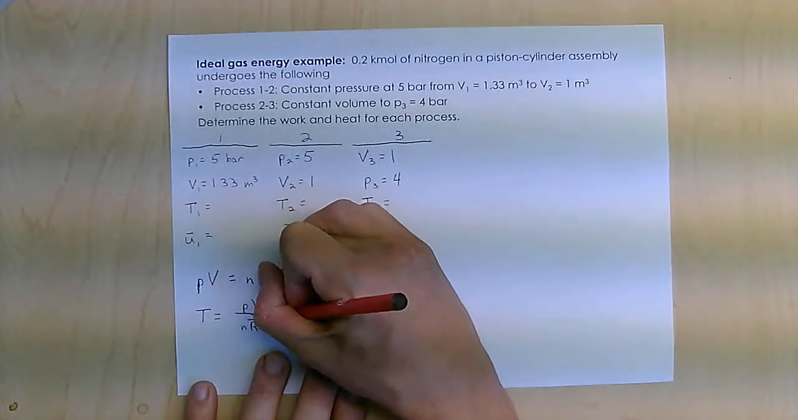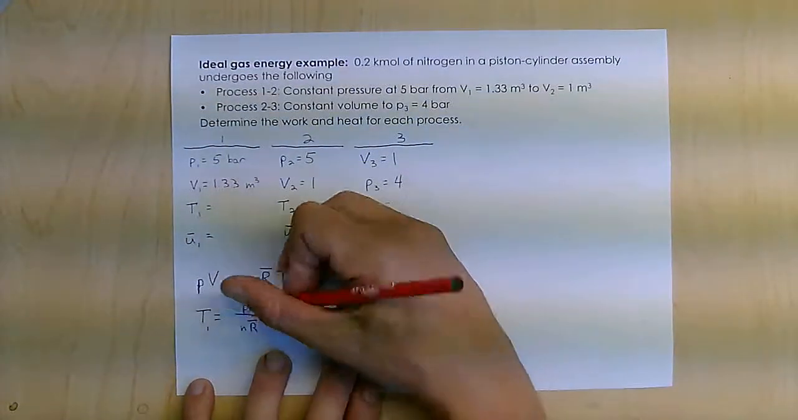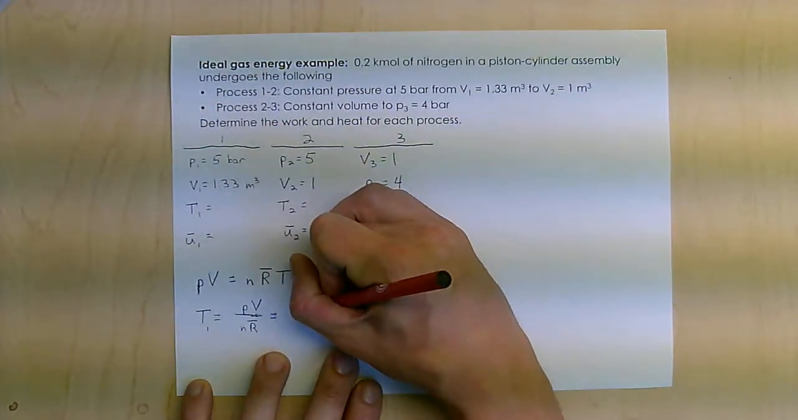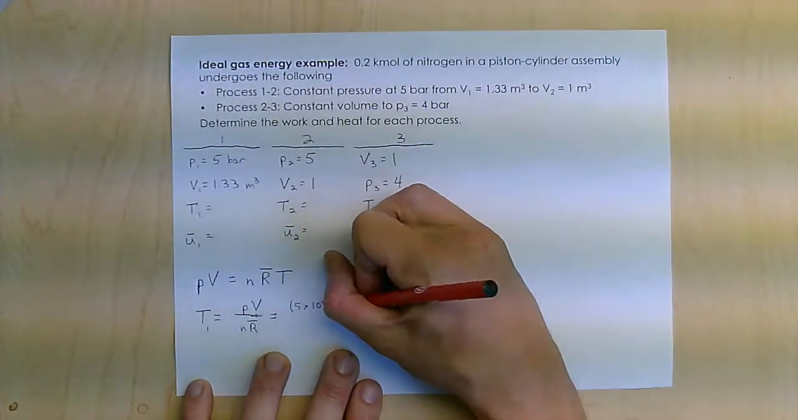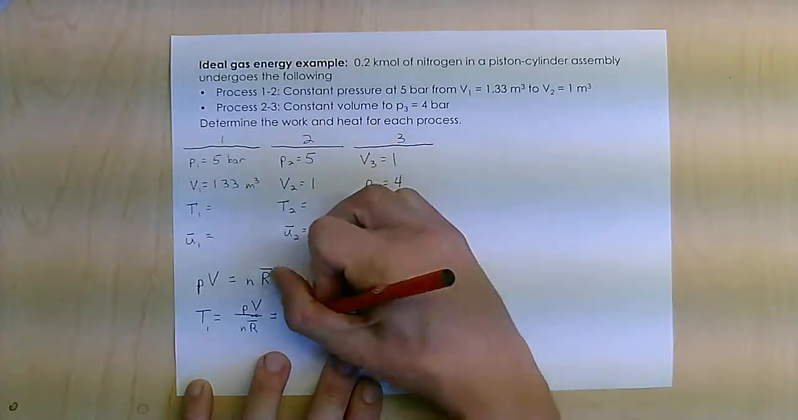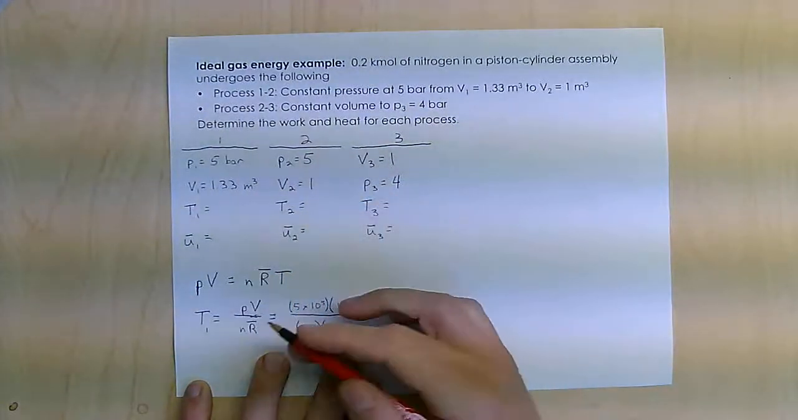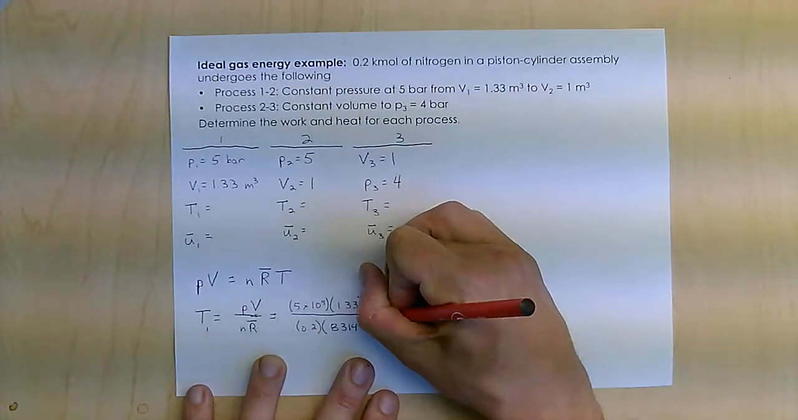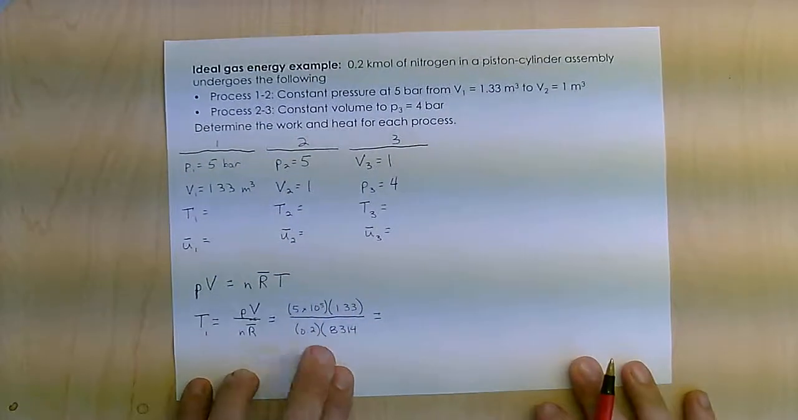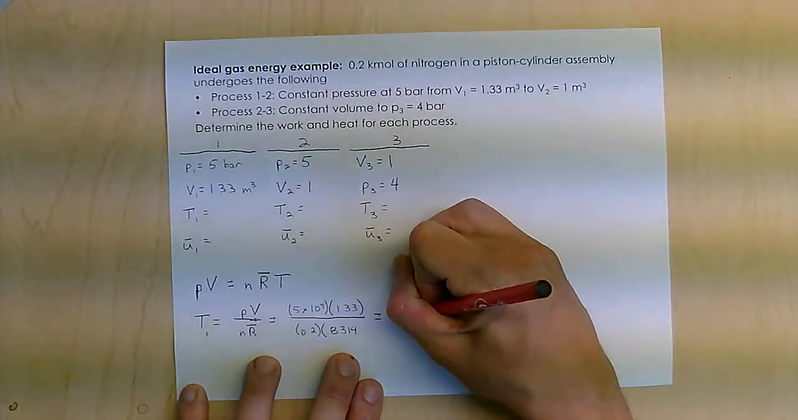N R bar. Let me go ahead and do T1 here. P is going to be 5 times 10 to the 5th times V1, which is 1.33, divided by N, which is 0.2, times R bar, which is 8314. And from that, I get T1 equal to 400 Kelvin.